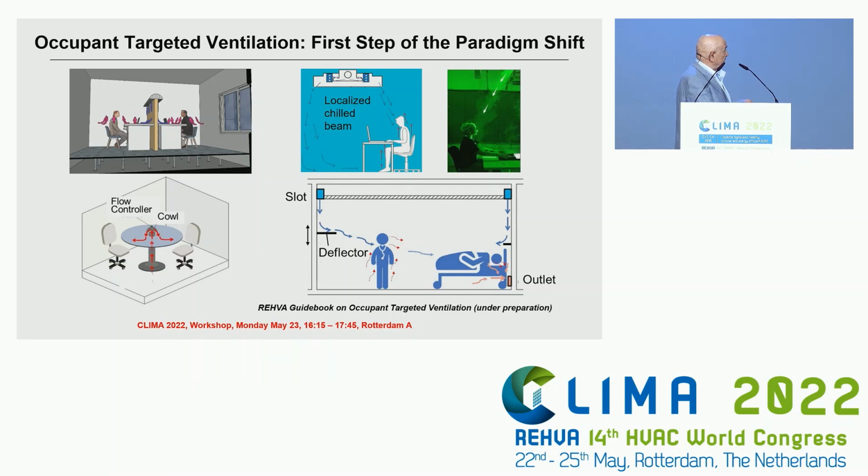There is a slot air supply diffuser, and we use a deflector simply to discharge the air to the height where the visitors are, so close to their breathing zone, and similarly for the patient in the bed. REHVA is preparing a guidebook on occupant-targeted ventilation. Hopefully it will be ready early next year. But today there will be a workshop on this topic in the afternoon, 4:15, in Rotterdam A, probably this room, on occupant-targeted ventilation to be discussed.